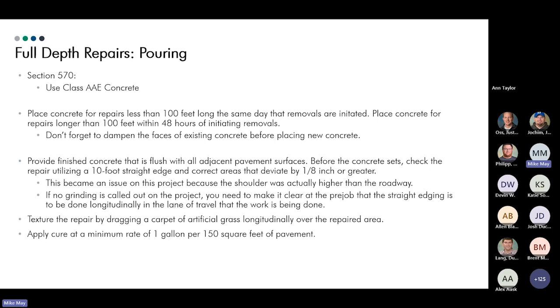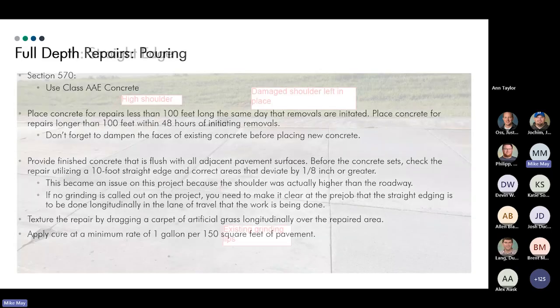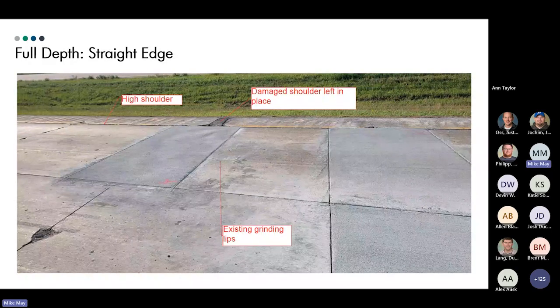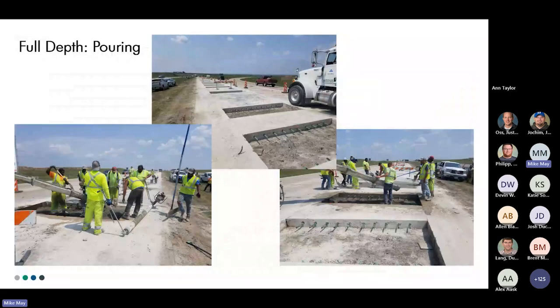This job had no grinding on it, so it became kind of a battle at the end. Obviously, texture and drag carpet, then apply your minimum rate of cure of 1 gallon per 150 square feet of pavement. Like I said, cure is key. So you can kind of see what we dealt with here. The shoulders were up. There were existing grinding lips. It was very tough. They did pretty good. At first, they were kind of relaxed and we got on them, and then they did a really good job after that. And it didn't turn out too bad.